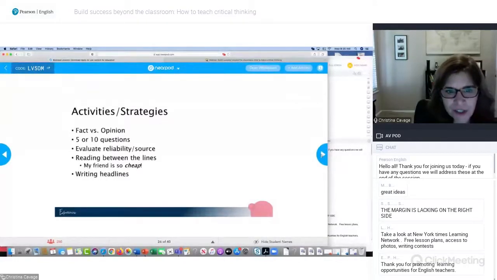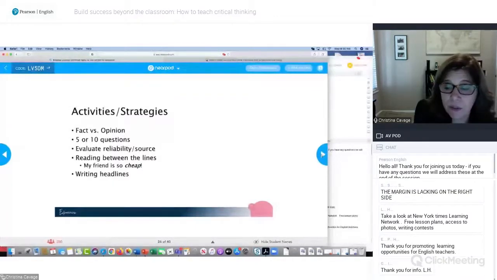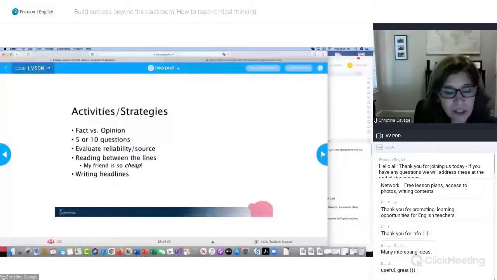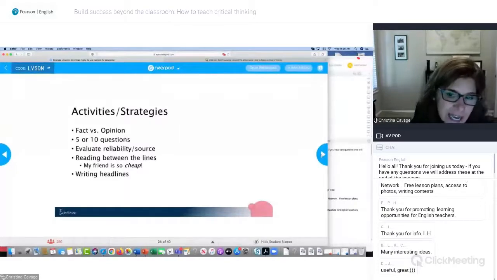5 or 10 questions. So, having one student maybe come up to the class, they could be using a vocabulary word that you have gone over in class, and the other students asking 5 or 10 questions about that word. Okay, is it an activity? Do we do this activity every day? Do all people do this activity? Those are great engagement activities in the classroom that build that critical thinking.